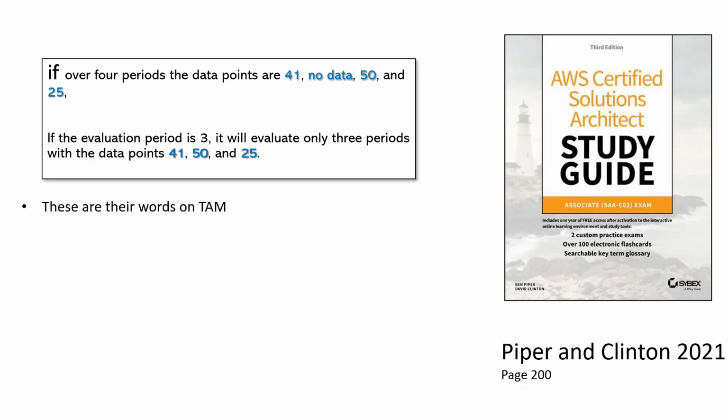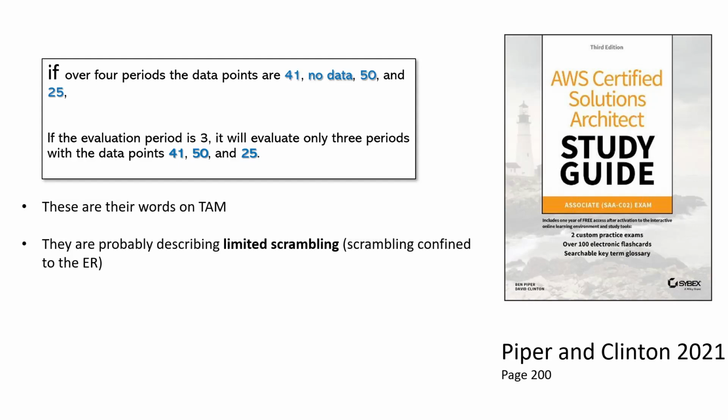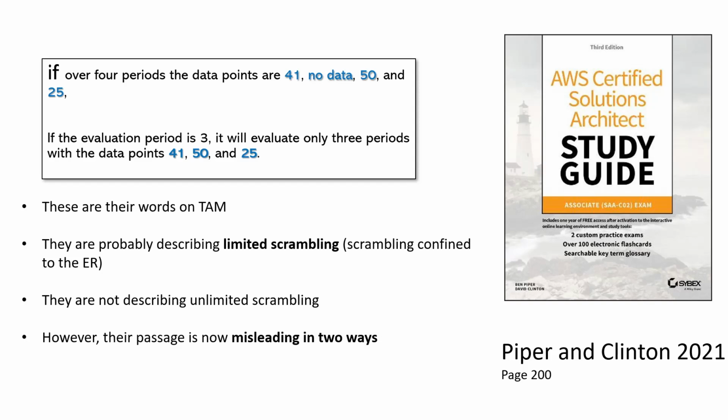So back to this textbook, they said if over 4 periods you have no data, why then did they suggest this idea of scrambling? Well, they're probably describing limited scrambling. Okay, so scrambling confined to the evaluation range. So we're not going to go miles back. We're going to stay within 5 data points, because that's the example AWS always use in the docs. They have an evaluation range of 5. So that's limited scrambling, right? In this textbook, they're not describing unlimited scrambling.